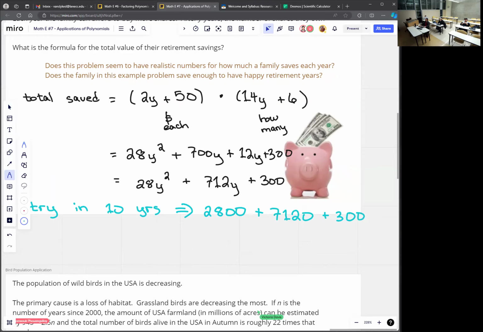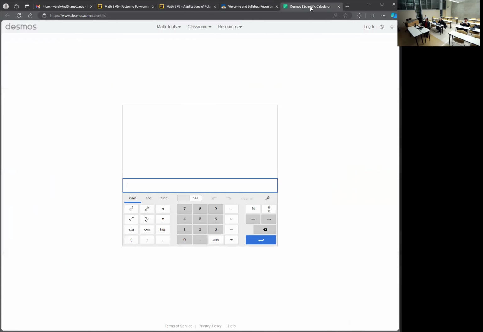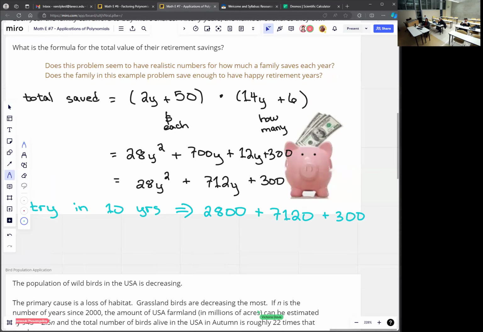So 2800 plus 7120 plus 300, oops, it is 10,220. And I'll put a label on it because it's a word problem. Okay, well, 10,000 bucks is nice. It's not going to last very long in retirement, though. No, it's only 10 years.